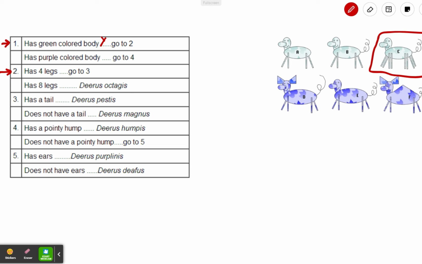Yes, it doesn't have 4 legs, so it means it has 8 legs. Yes, it does have 8 legs. Then the name is Dirus octagus. Remember, this is the name. Excellent job. Okay, the next one.